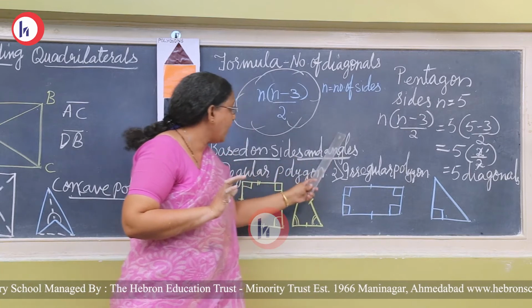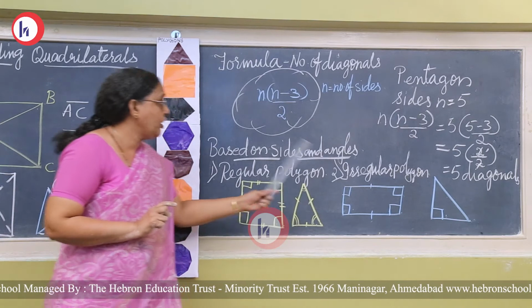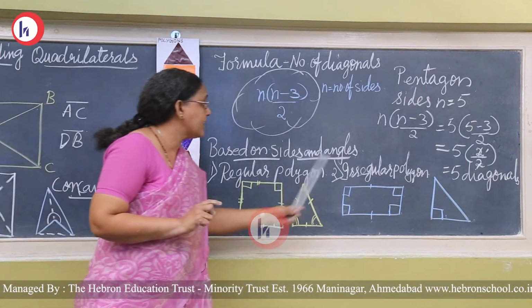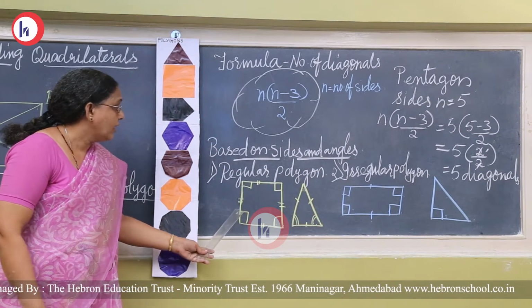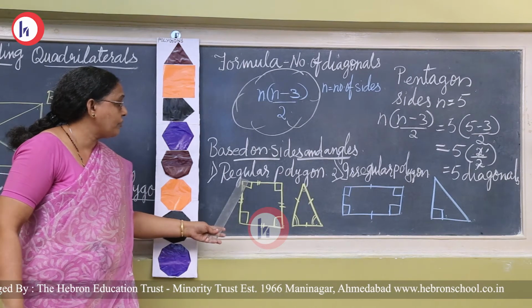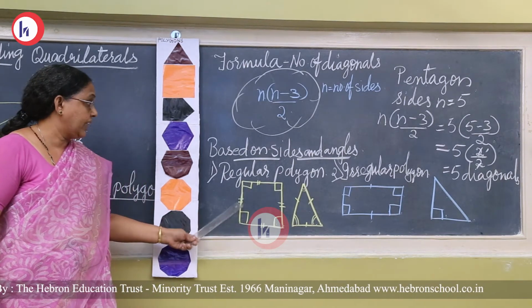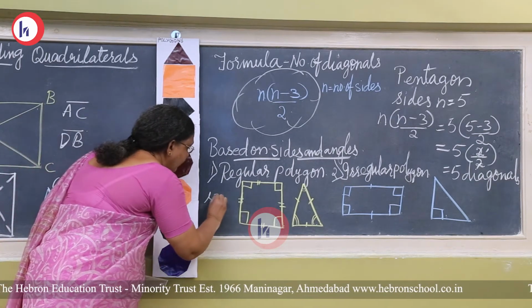Now according to the sides and the angles, polygons are again divided into two types. They are known as regular polygons and irregular polygons. Now how can you define a regular polygon? In a regular polygon, all the angles and all the sides are equal. Can you name this figure? It is known as a square.